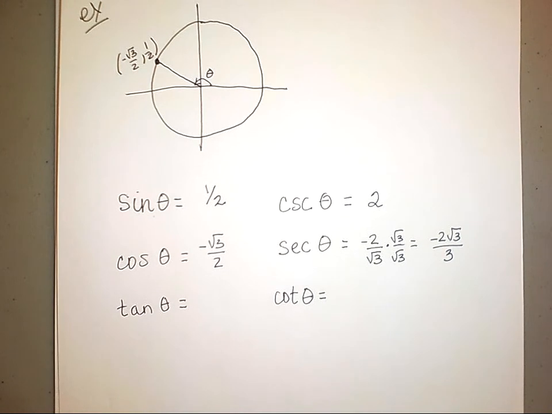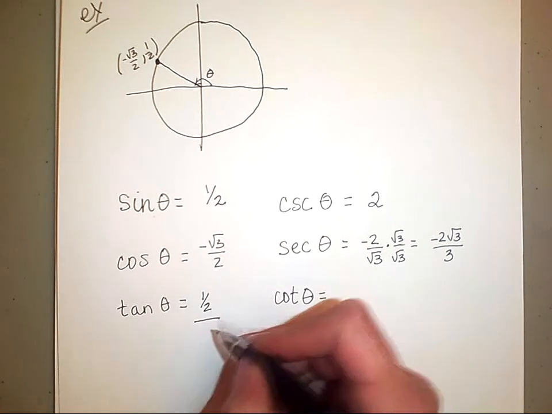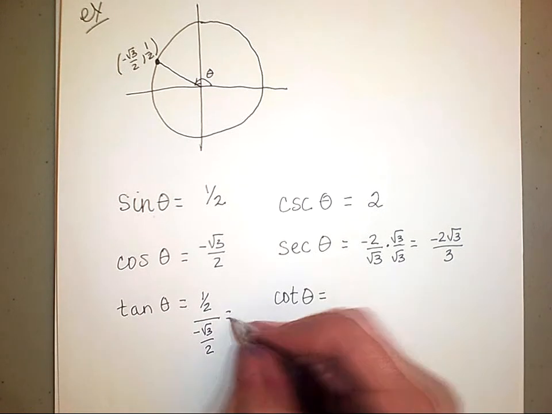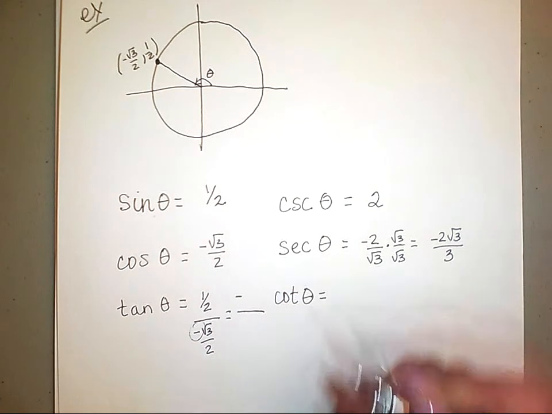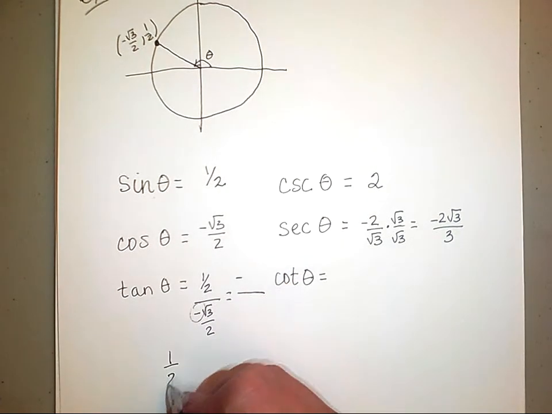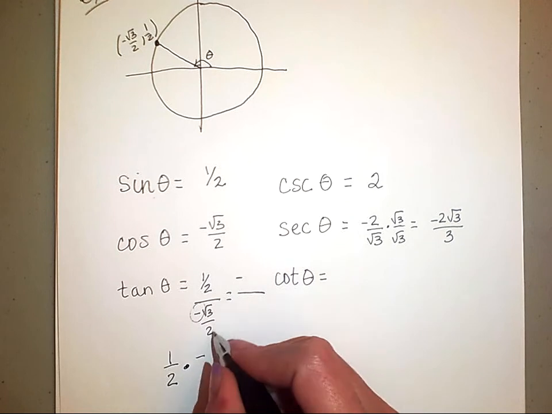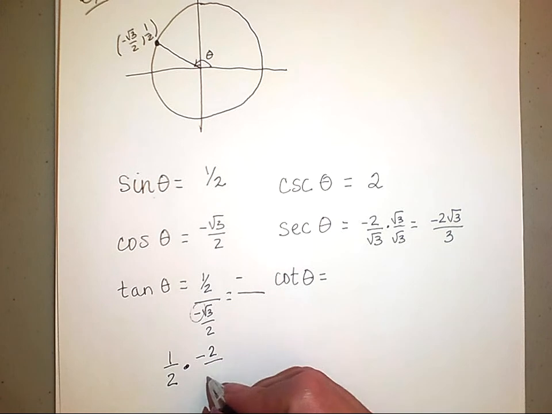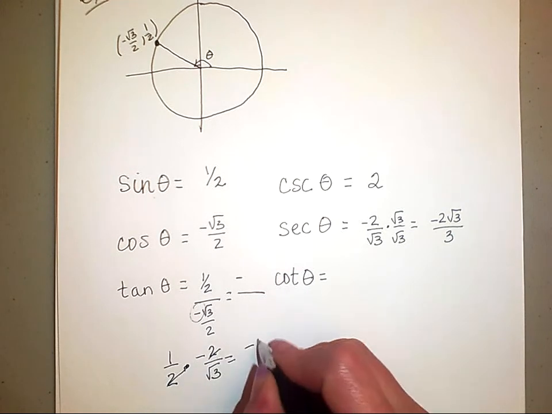Now the tangent's going to take a little bit more work. That's sine over cosine, which is 1/2 divided by negative square roots of 3 over 2. Okay. So there's a negative here, and I need to bring that up. Okay. Now let's just do some scratch work here. 1/2 divided by negative square roots of 3 over 2 is the same thing as multiplying by negative 2 over the square root of 3. Yeah. The 2's will cancel, and we have 1 over the square root of 3. That's what we're left with.